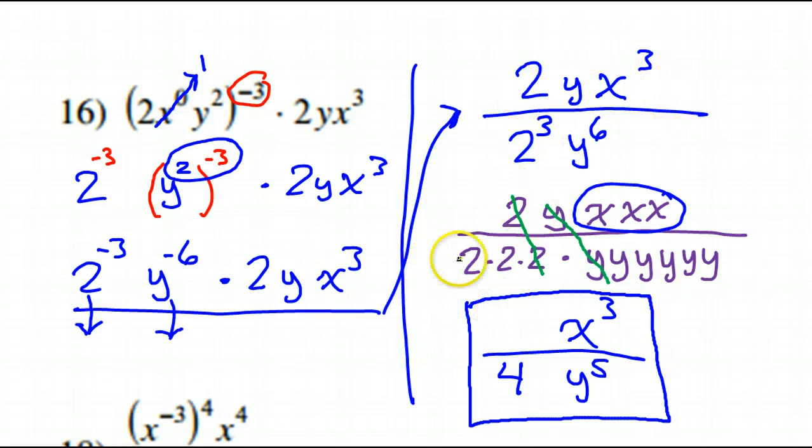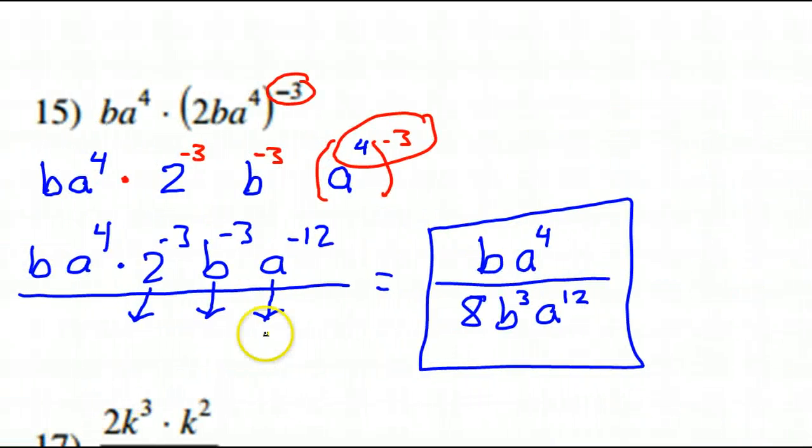So again, even though you won't be showing this purple step, when you look at it, I want you to think, all right, this 2 is going to cancel out one of these 2's, so it'll be 2 squared. This y will cancel out one of these y's, so it'll be y to the fifth. That's your thought process. Okay, number 17.